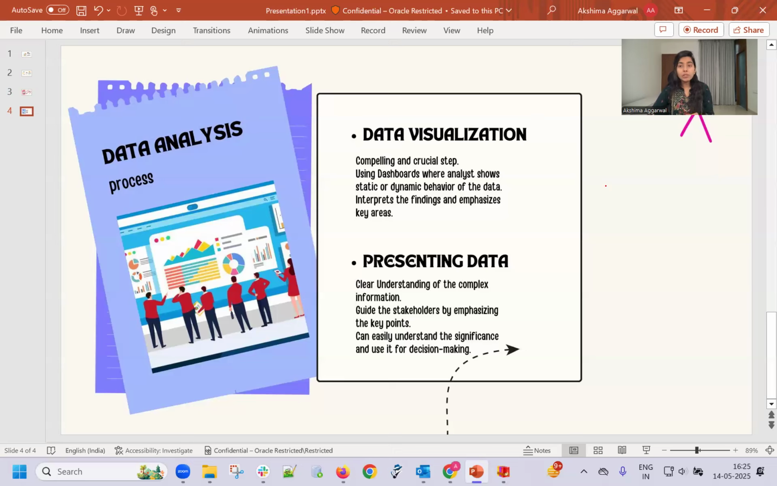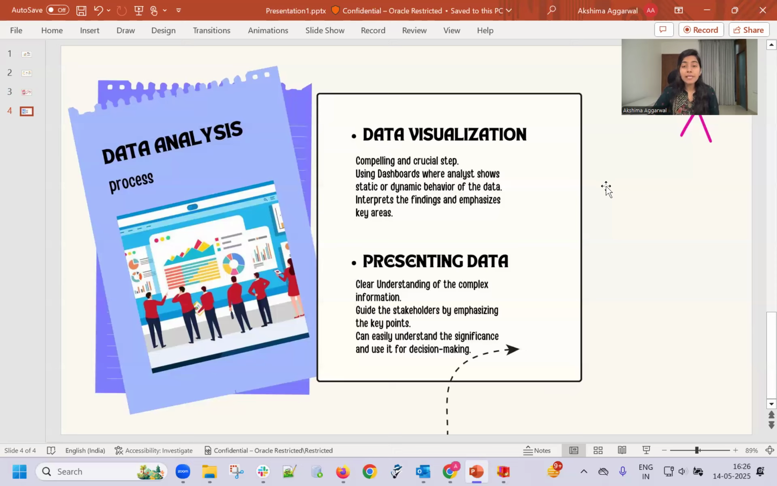Now here I have used the word dashboard. What is a dashboard? A dashboard consists of the various graphs and charts that show the behavior of the data, either static or dynamic. So we are able to change them and make a good story, because a non-technical person can understand the story of the data, so that they will understand the situation, the current situation of their company.